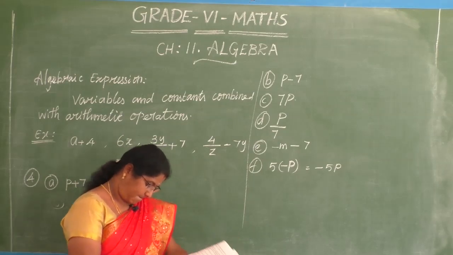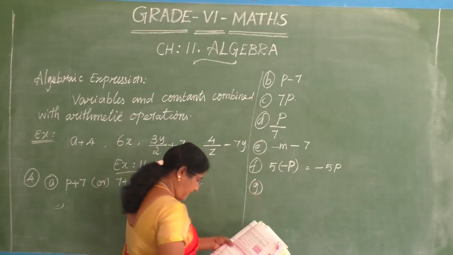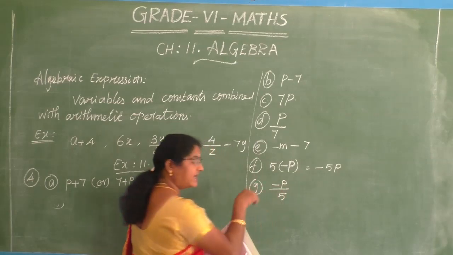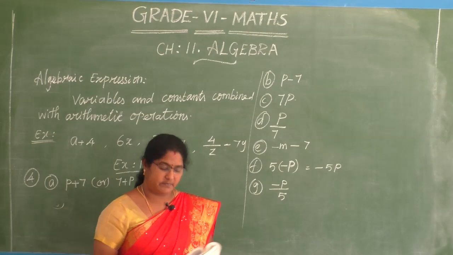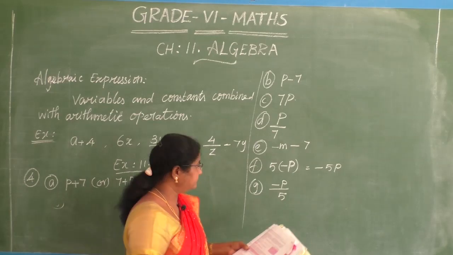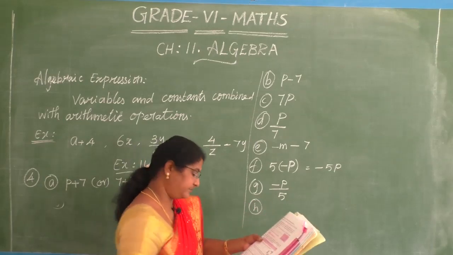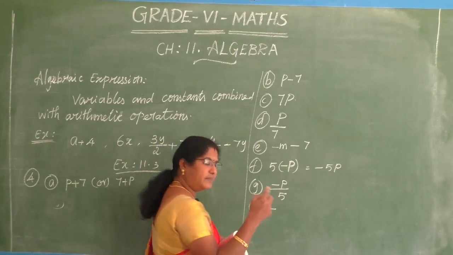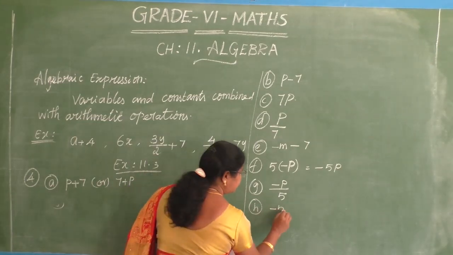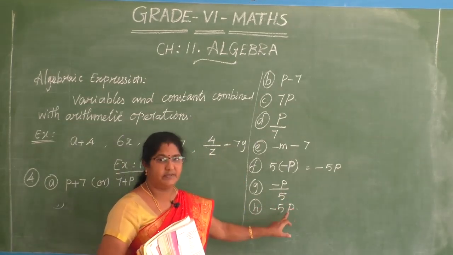Next, G question. Minus p divided by 5. Minus p divided by 5. The same wording. Okay. This is minus p divided by 5, or this minus in the center is also okay. H. H problem. p multiplied by minus 5. The same thing, p multiplied by minus 5, p into minus 5. In multiplication, the constant should be written first. So minus 5 into p. Understand? Minus 5 into p. Okay, is it correct?